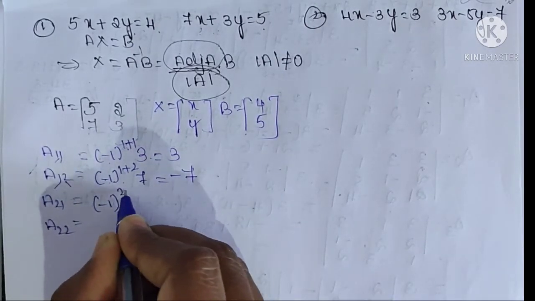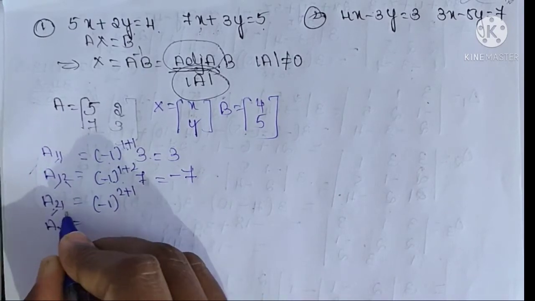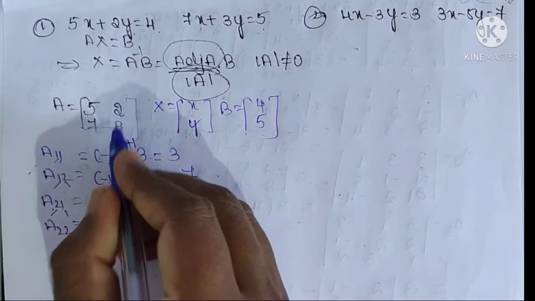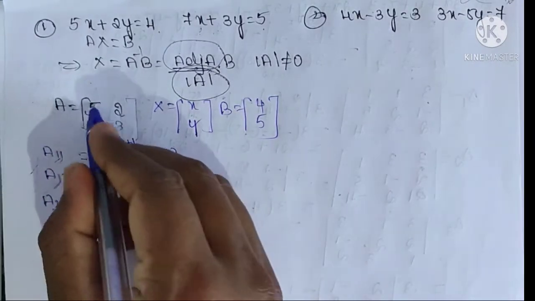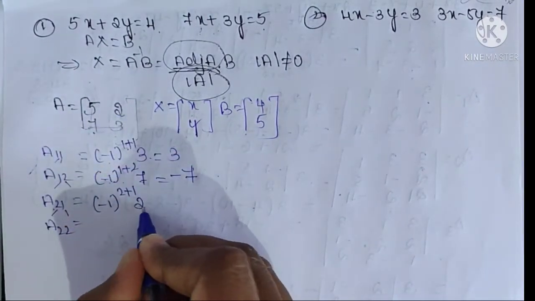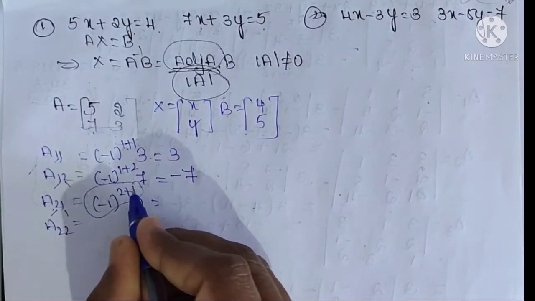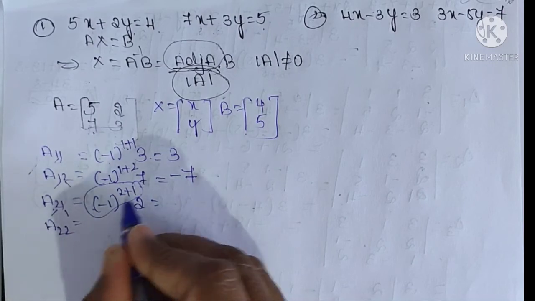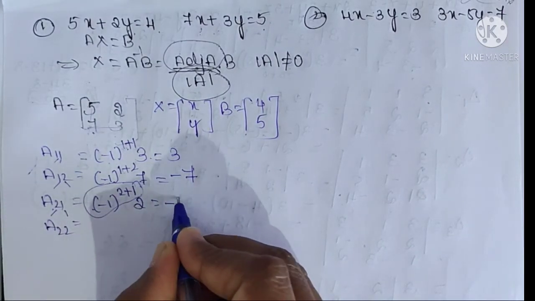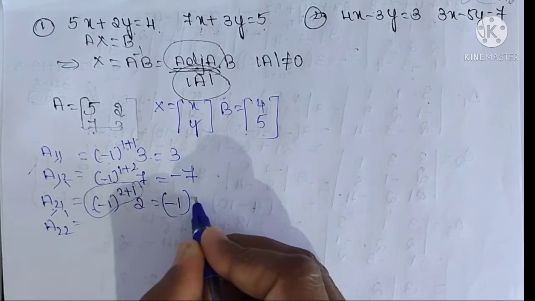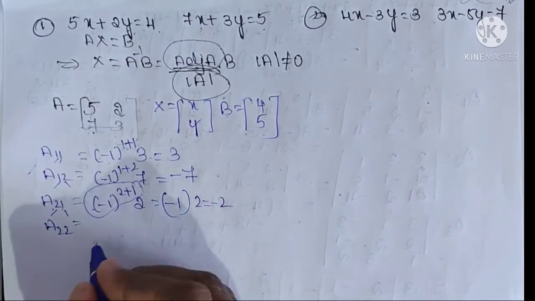Minus 1 to the power of 2 plus 1. Delete second row, first column, remaining 2. Minus 1 to the power of 2 plus 1 is 3, and minus 1 to the power of 3 value is minus 1. Minus 1 into 2 is minus 2.